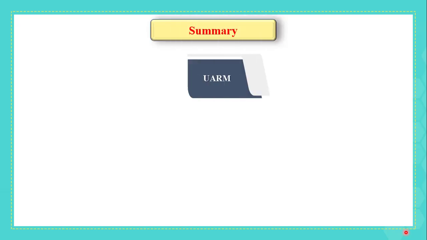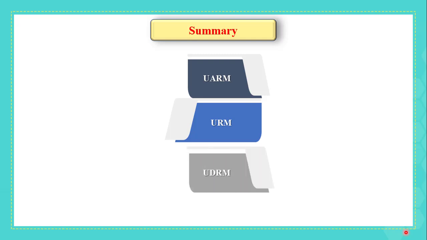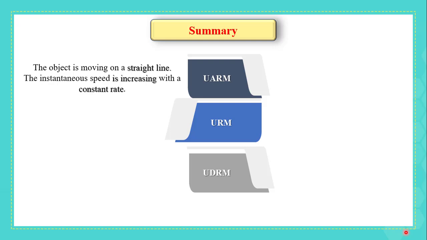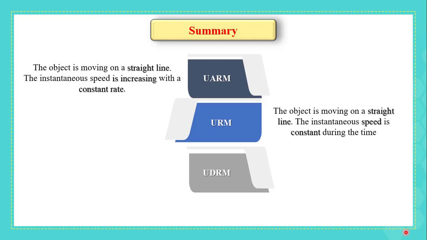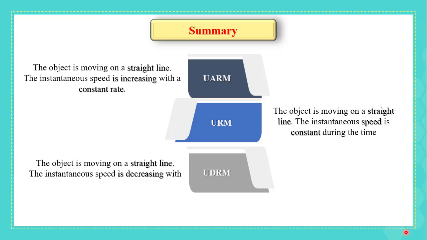To summarize the ideas of this video, we have studied the 3 types of rectilinear motion, where in a uniformly accelerated rectilinear motion, the object is moving on a straight line, the instantaneous speed is increasing with a constant rate. In a uniform rectilinear motion, the object is also moving on a straight line, but the instantaneous speed is constant during the time. And in a uniformly decelerated rectilinear motion, the object is moving on a straight line and the instantaneous speed is decreasing with a constant rate.